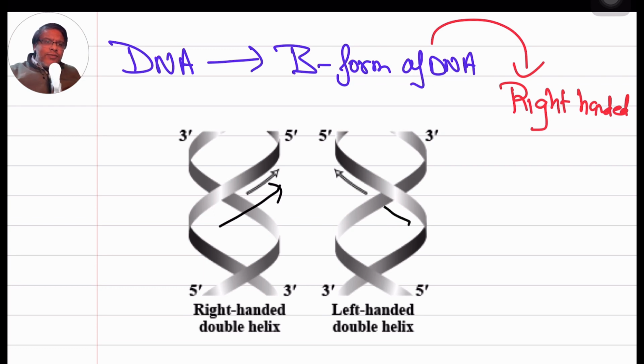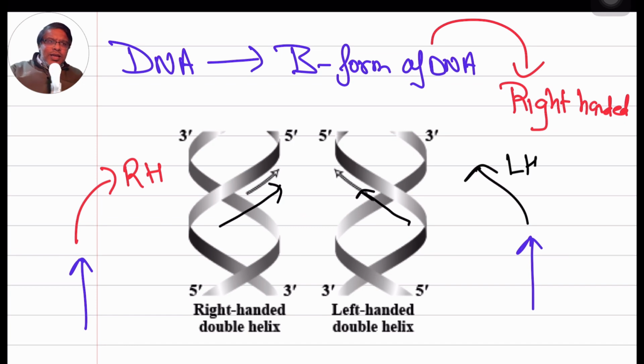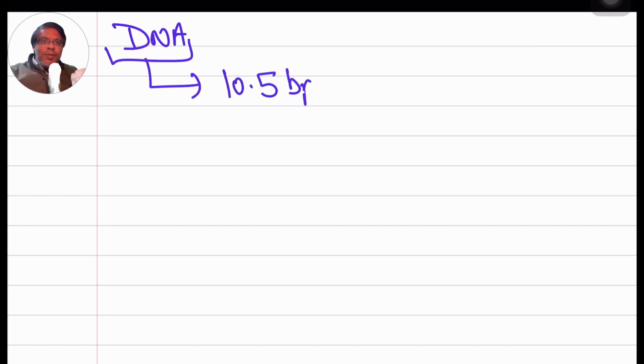In the case of left-handed DNA, if you see from bottom to top, the chains move towards the left hand. So keep in mind, you can have 2 types of DNA: right-handed DNA and left-handed DNA. Always keep in mind, the B form of DNA, the natural form of DNA, is right-handed, but one example of left-handed DNA is Z-DNA. Z-DNA is left-handed DNA.